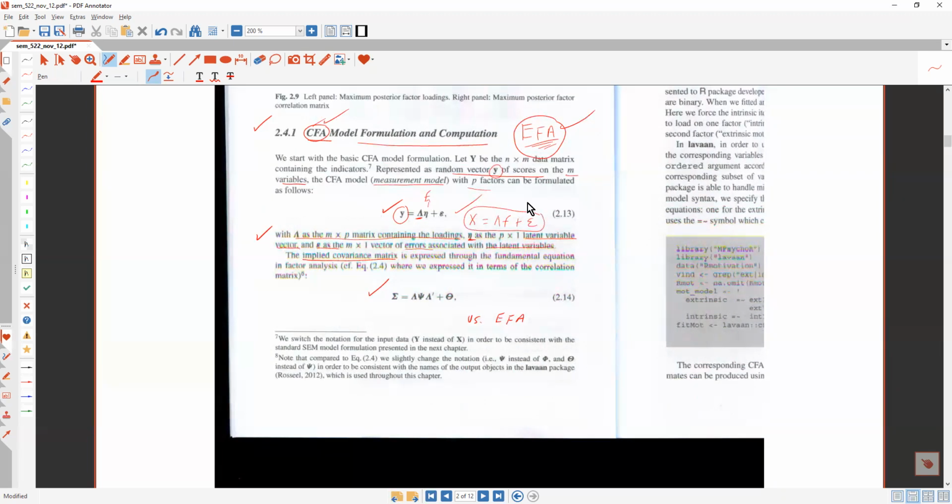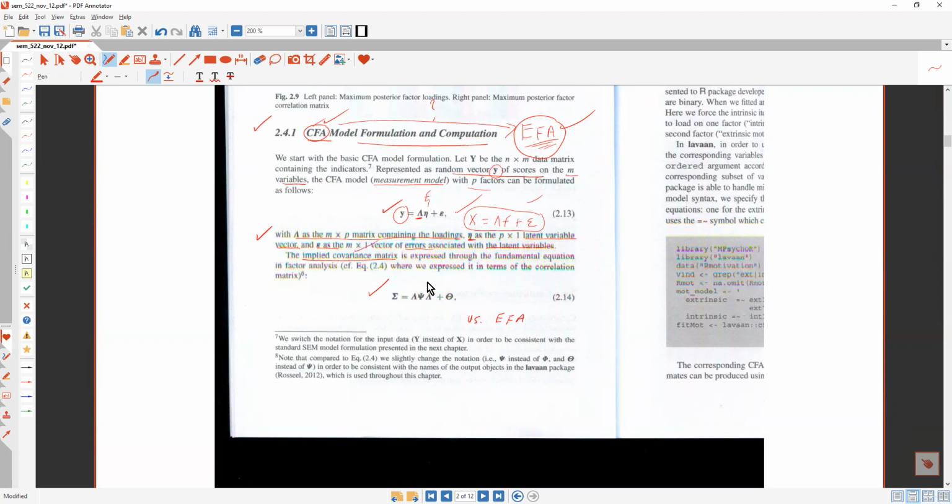This is what we developed in the previous class. It's the same thing. So there's got to be something different about it. Otherwise, they won't give it a new name. We have to see what's different about it. How is CFA different from EFA?